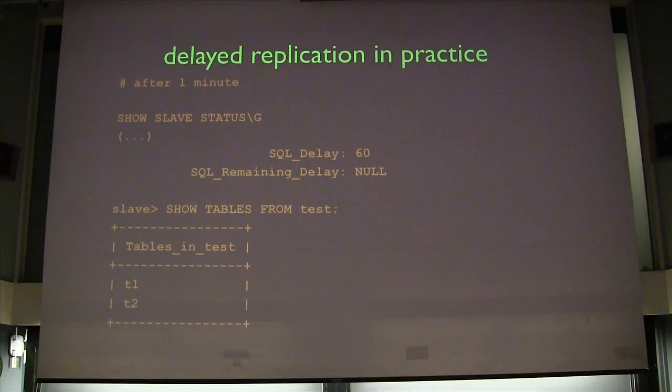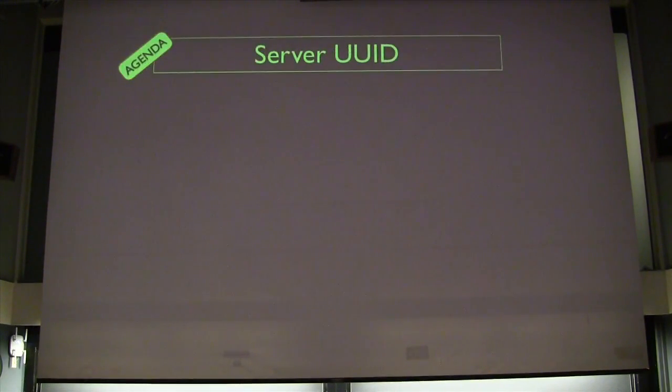After the delay has expired, the replication engine tells you that it has been applied. So if you see SQL remaining delay null, it means that everything that was in the queue has been applied. So there is nothing remaining waiting for application. This was simple, and it happened a long time ago. So let's see what else has been implemented.